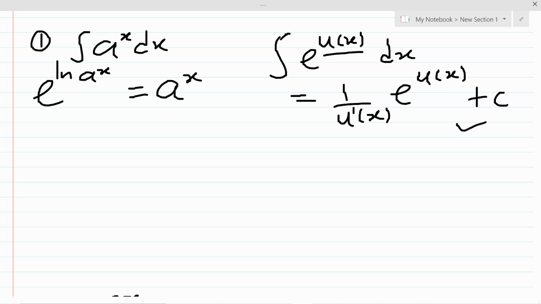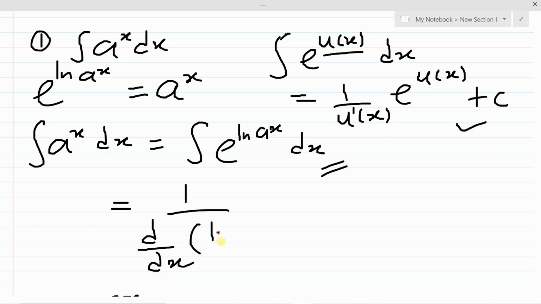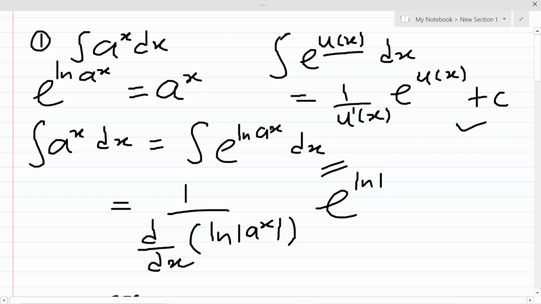Okay, alright, then it means the integral of a to the x dx is actually equal to the integral of e to the ln of a to the x dx. Now with this, we know how to do the integral of e to the power u of x. So the whole of this integral will be equal to 1 over the differential d/dx of the power ln a to the x, times the same e to the power ln of a to the x.